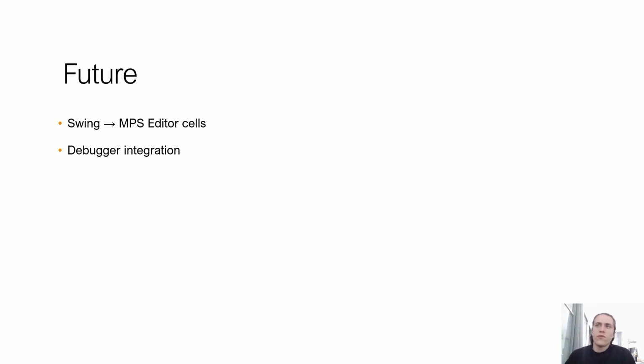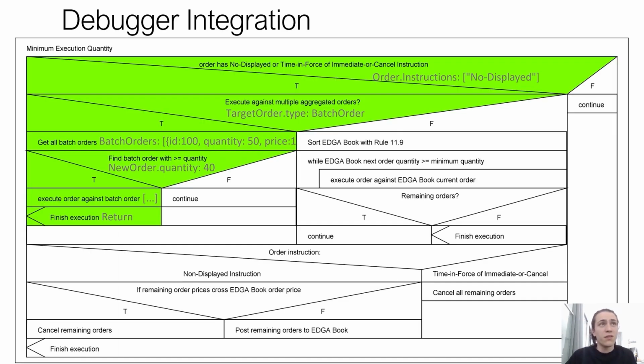So if it is decided to move forward with the project, some of the steps we could consider would be upgrading the presentation of the diagrams to either Swing or MPS editor cells. And debugger integration for the diagram would improve and increase its independence even more. With a debugger integration, we can make the diagram even more functional by having the possibility to see variable values and the reason for decisions taken and the paths that these decisions led to immediately on the diagram.